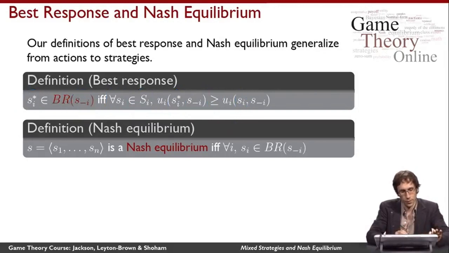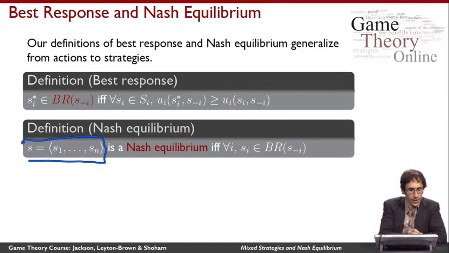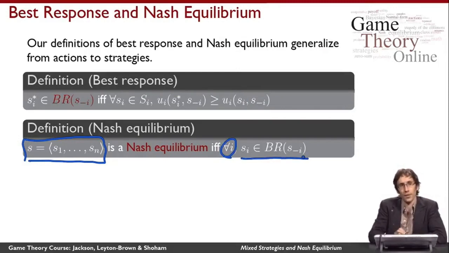So let me say that again. S star I is a best response to strategy profile S minus I if it's at least as good as anything else, given that everybody else is playing S minus I. Now we can say that a strategy profile S is a Nash equilibrium if it's the case that for all agents, everybody is playing a best response.